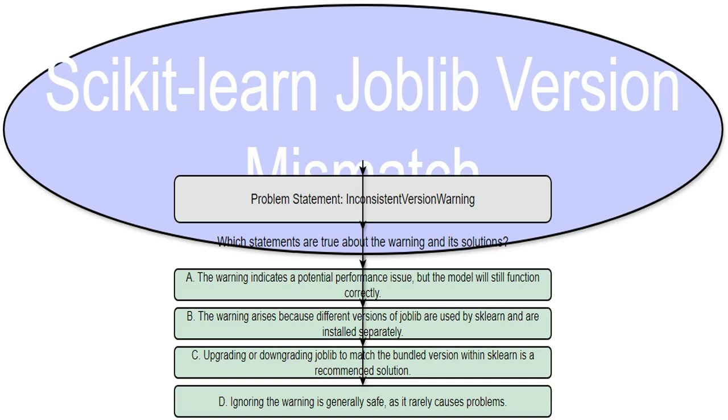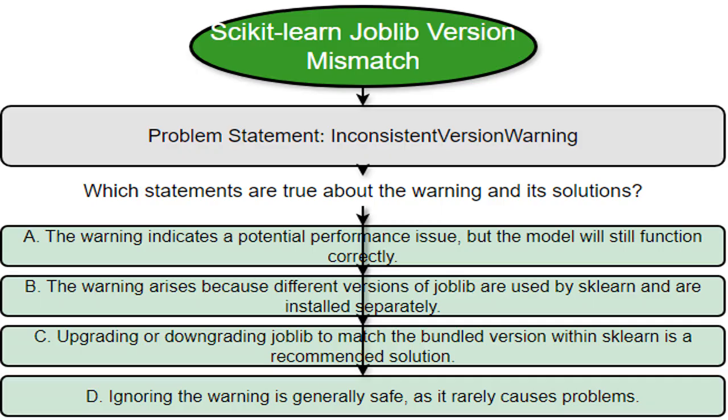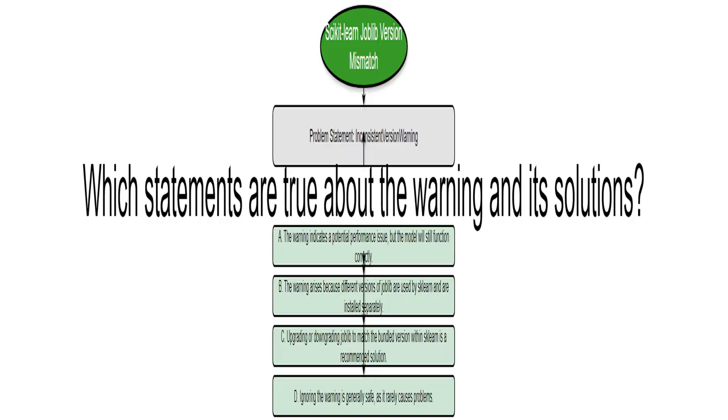This question is the heart of the quiz. We're trying to figure out which statements accurately reflect the implications of the inconsistent version warning message and what actions are appropriate. This summarizes the core issue: a version mismatch for the joblib library within Sklearn. Joblib is a vital component for parallel processing within Sklearn. The quiz asks to identify which statements accurately describe the warning and how to solve it. The options list potential solutions and implications of the warning.